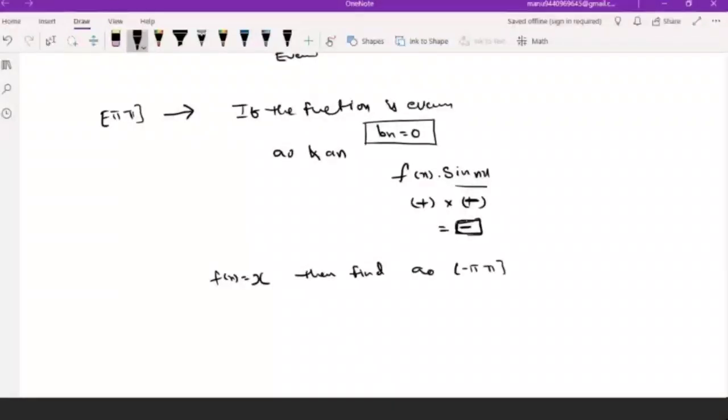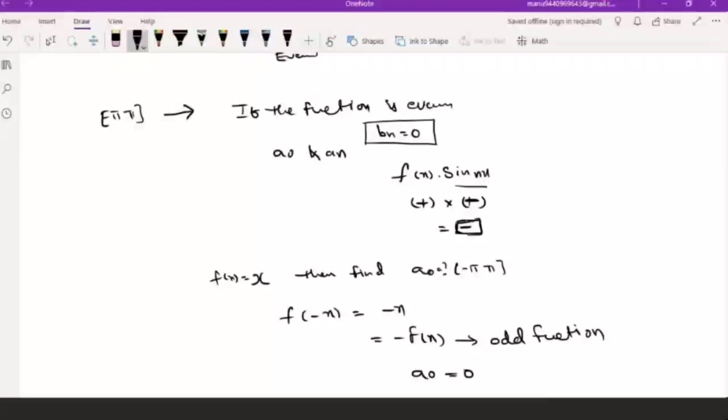Find the a naught value in the interval minus pi to pi. So the given function, we are proving here, no need to find the answer directly. We substitute x replaced by minus x, and we get minus f of x. The function sign changes here. That means it is an odd function. If the function is odd, then the a naught value is 0.